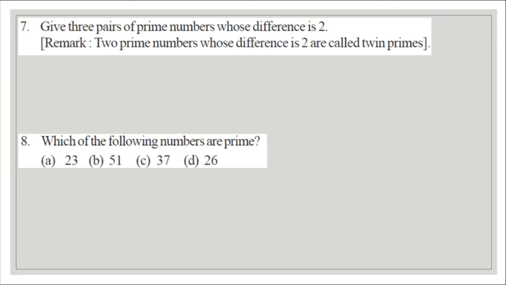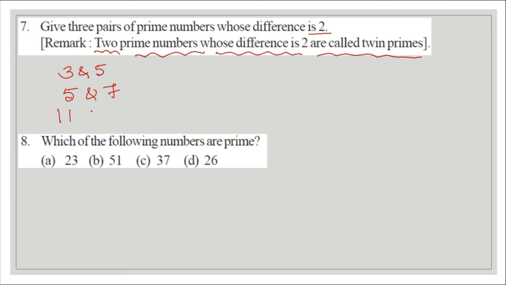Look at question 7. Give 3 pairs of prime numbers whose difference is 2. You have to note this. 2 prime numbers whose difference is 2, it's called twin primes. Say for example, if you have the combination of 3 and 5, their difference is 2. 5 and 7, their difference is 2. If you consider 11 and 13, their difference is also 2. So such type of prime numbers whose difference is 2, they are called twin primes.